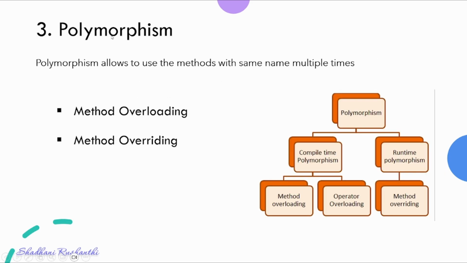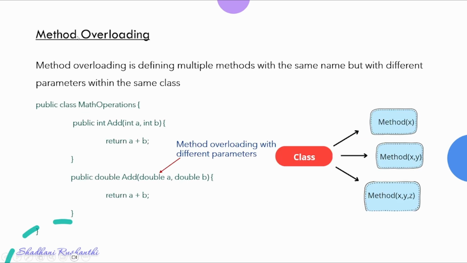The third principle of object-oriented programming is polymorphism. This concept allows you to use a method with the same name multiple times in classes. Basically, polymorphism methods can be defined in two ways. One is method overloading and the other is method overriding. Let's take a look at each of these.